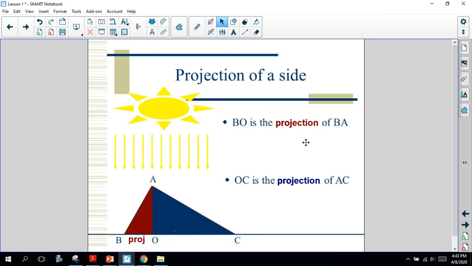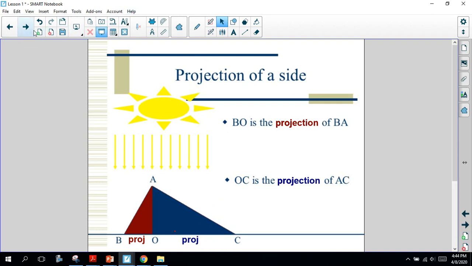It's a projection. And then also, Papa Bear doesn't have one leg, but two legs. That's a good thing. That means he can walk. Anyway, the Papa Bear triangle with the second leg of AC has a projection of OC because of the sun shining down on this leg. The shadow it would cast on the ground is segment OC. So this here is also a projection. So BO is a projection of segment BA, and OC is a projection of AC.